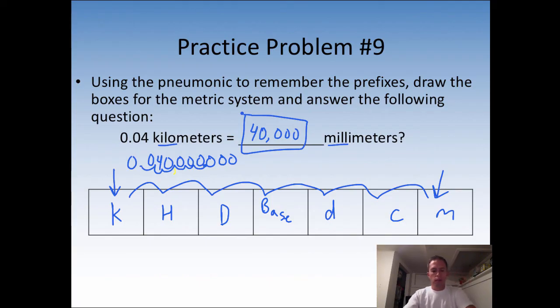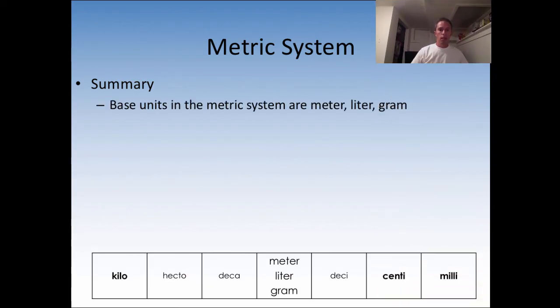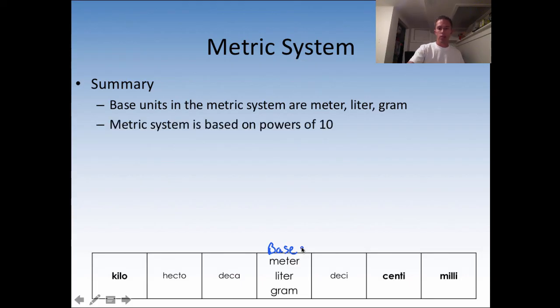Okay. We're going to talk about something a little bit different now. Well, actually, let's summarize the metric system. The base units in the metric system are the meter, liter, and gram. So I always put that in this base box down here. The metric system is based on powers of 10. So a centimeter is 10 times longer than a millimeter. And so each one of these boxes represents a unit of length or a measurement that is 10 times bigger or smaller depending on which way you go. So that's what makes the metric system so easy.